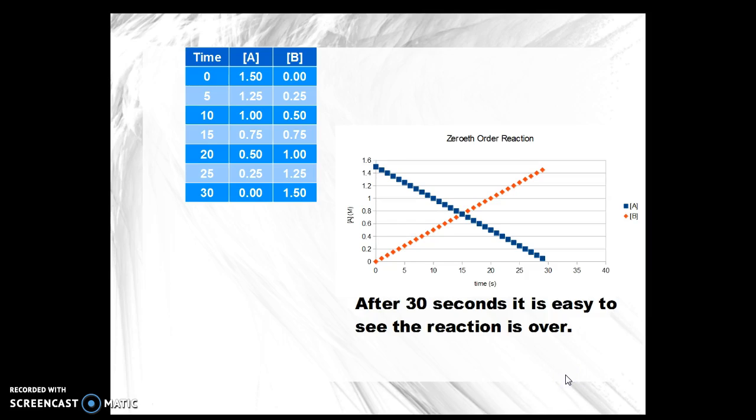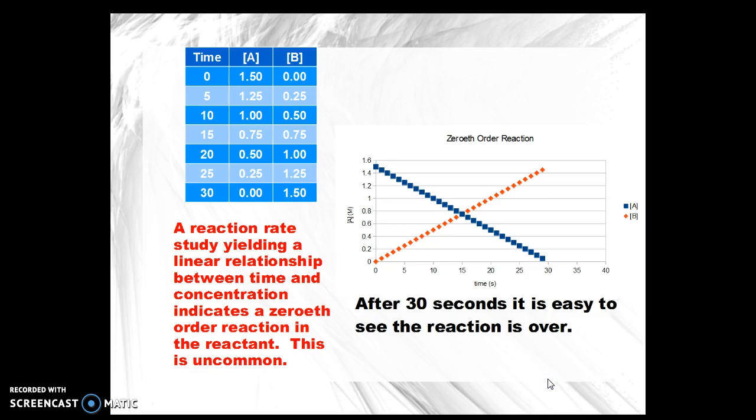After 30 seconds, it's easy to see the reaction is over. The reaction is not dependent upon the concentration of A, and therefore there is no change in the slope of the concentration versus time line. A reaction rate study yielding a linear relationship between the time of the reaction and the concentration will indicate a zeroth order reaction.